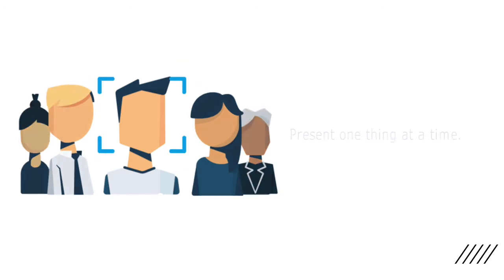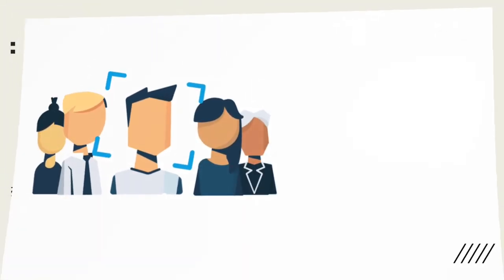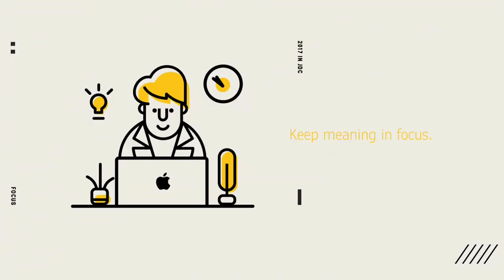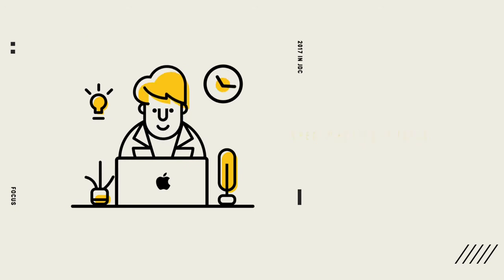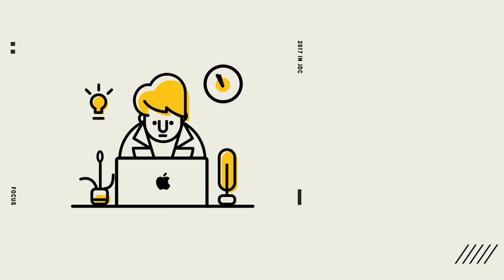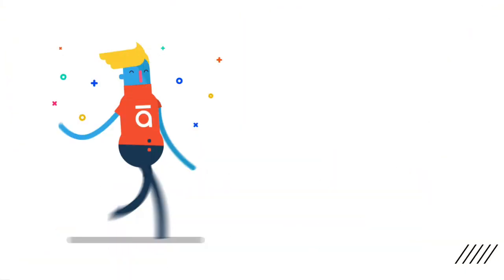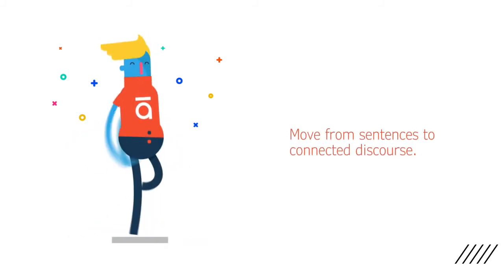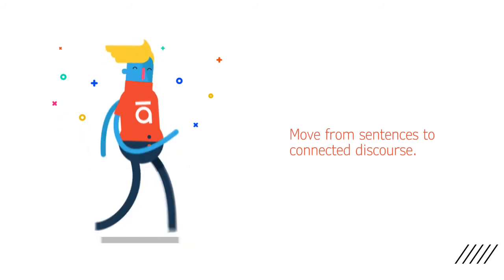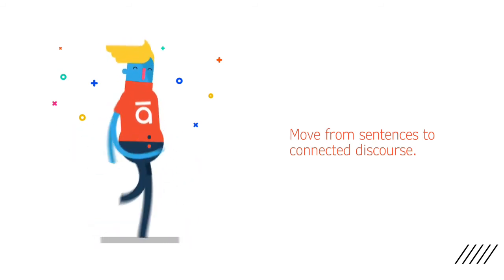Second is to keep meaning in focus. Make sure that meaning is the focus. Keep in mind that principle 1 is the primacy of content words. Next is to move from sentences to connected discourse. Gradually introduce lessons to the learners. Work on little improvements on a daily basis.